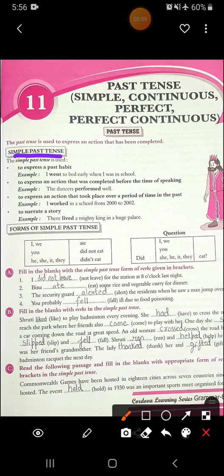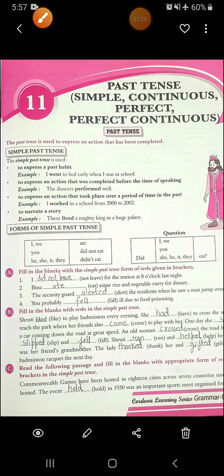What happens in this simple past tense? We'll first see where it is used. It is used to express a past habit, means some habit that you used to do in past. Like, I went to bed early when I was in school. It was your habit in past that you went to bed early as you have to go to school. So this was your past habit, means that action has already been done. It was in past, but it was your past habit.